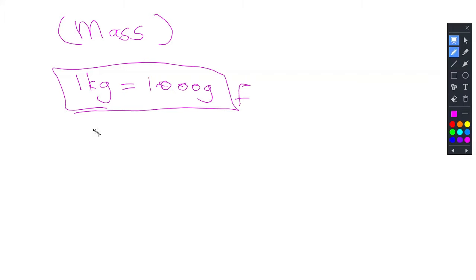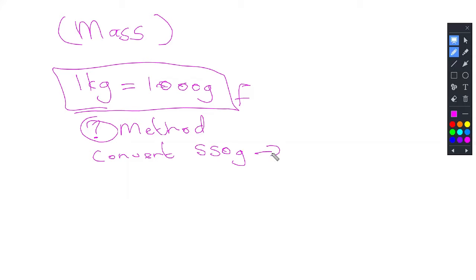So this is where we use the question mark method. This is the question mark method. So a pure math student would put an X there, but to us maths lit students, we use this question mark method. So now let's say they say to you, convert 550 grams to kilograms. So what do you do there, guys?